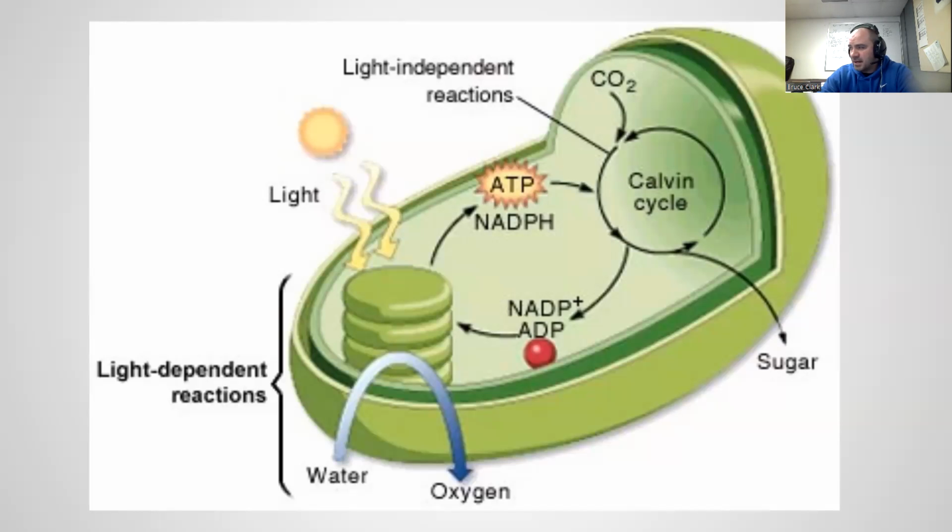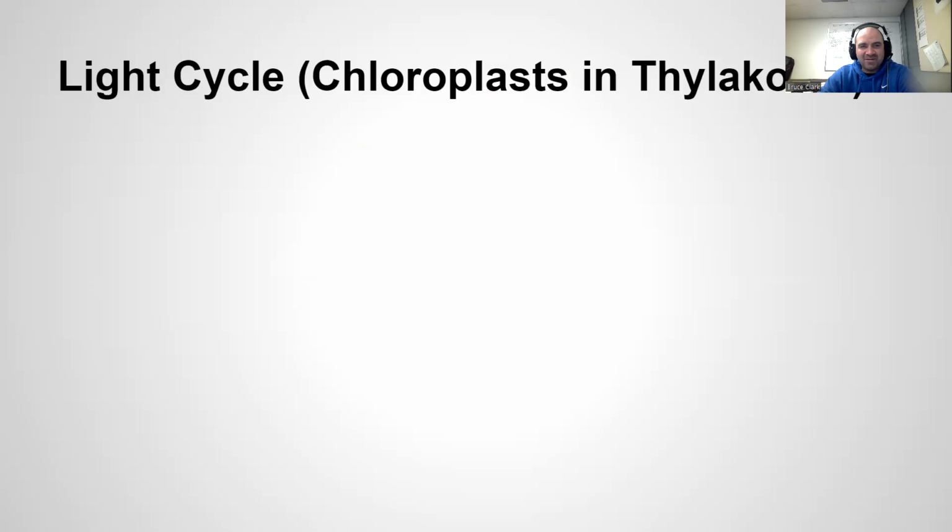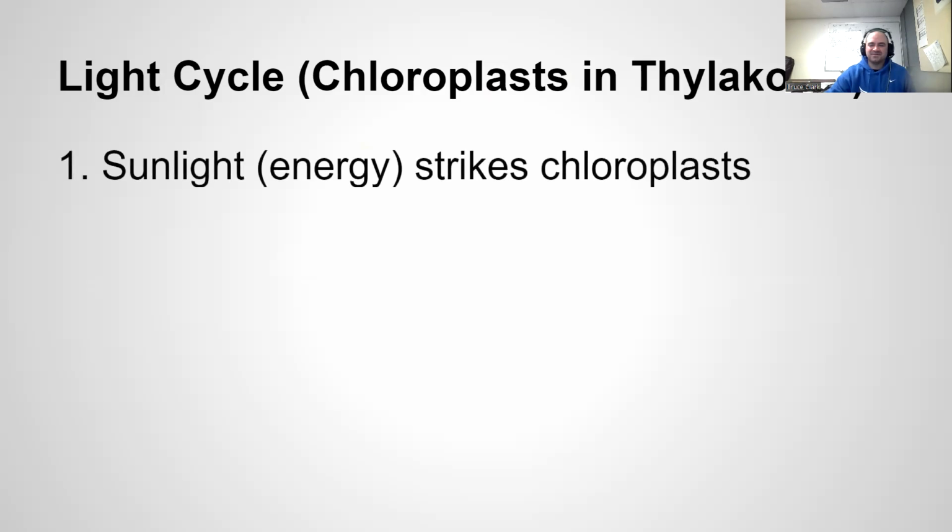Once again, very complicated process that if you're taking a college level biology class, you'll go into dozens and dozens of steps. We've simplified it down to what is appropriate for high school biology, and broken it down into two different cycles or two different systems, if you want to think of it like that. The first one is the light cycle. So in the light cycle, write down these steps. These steps are going to be really important to know for the test.